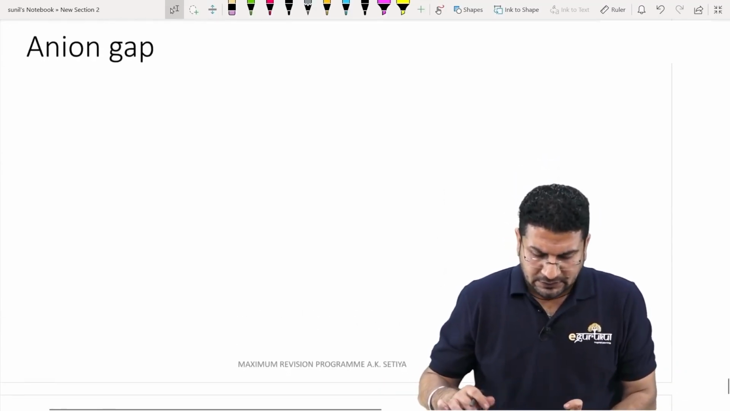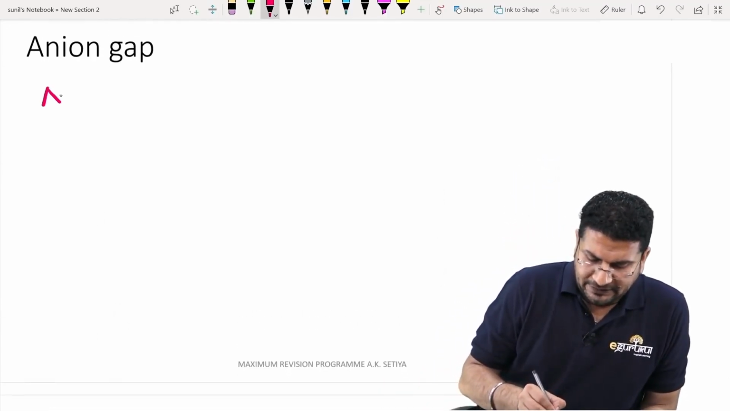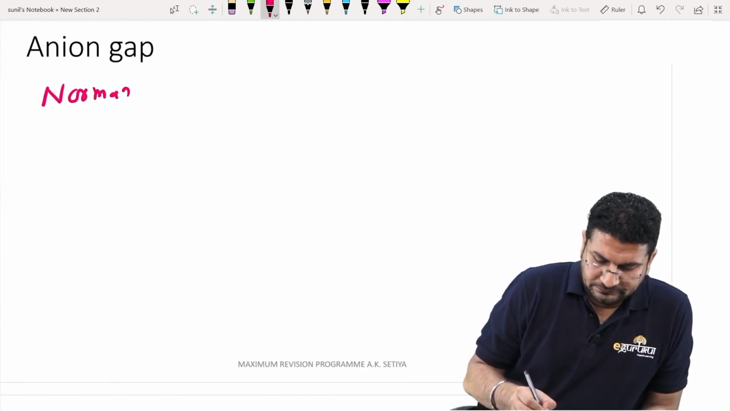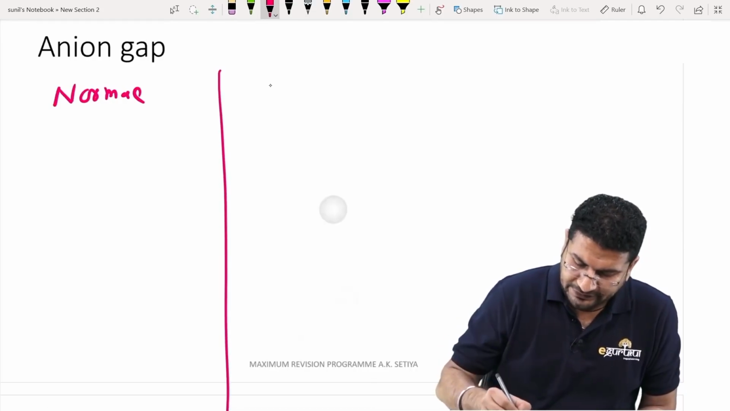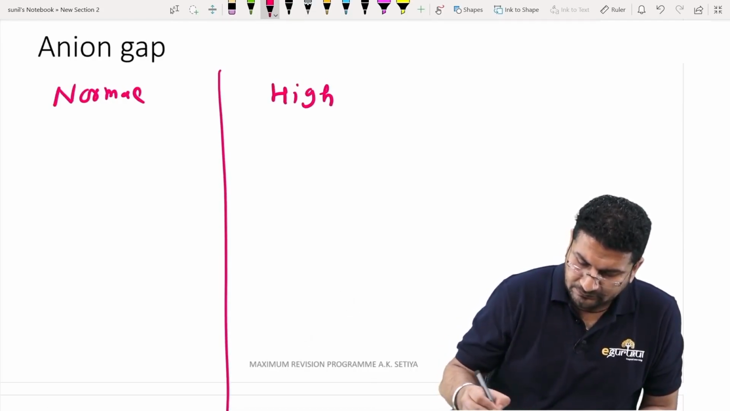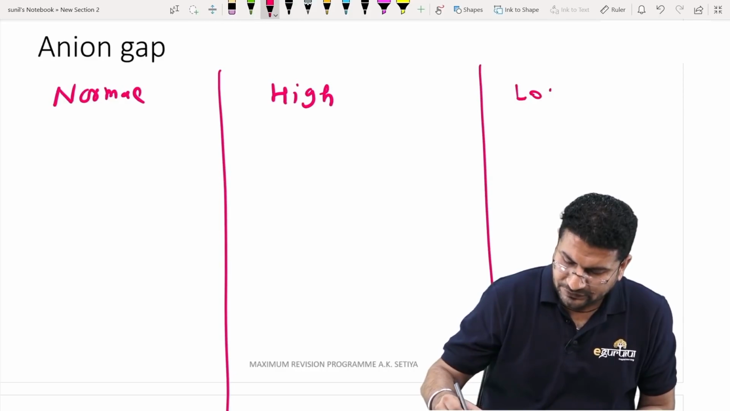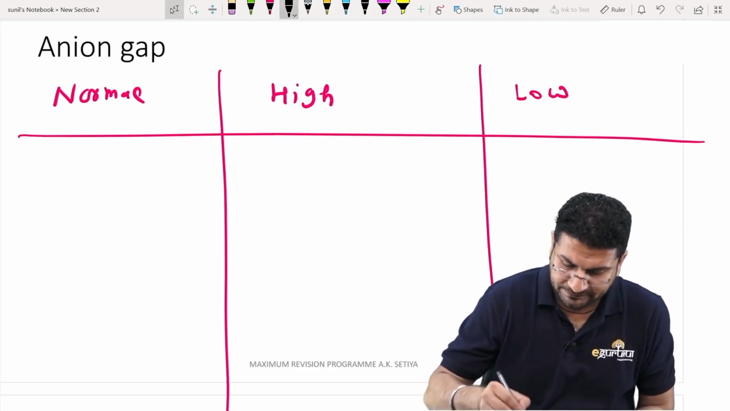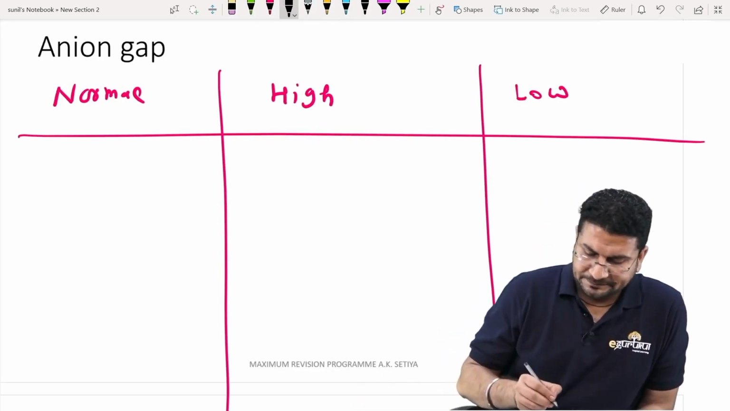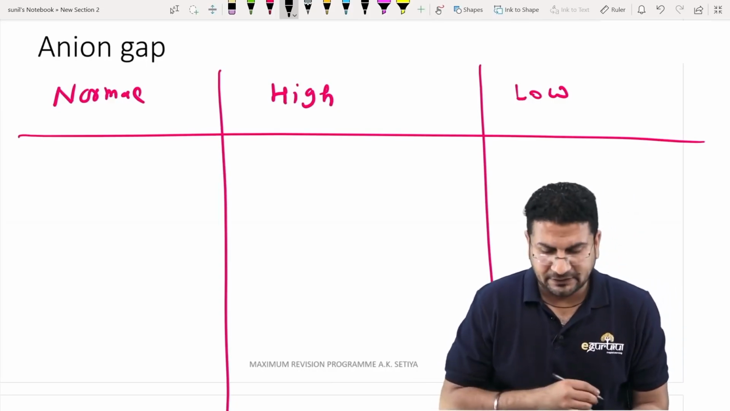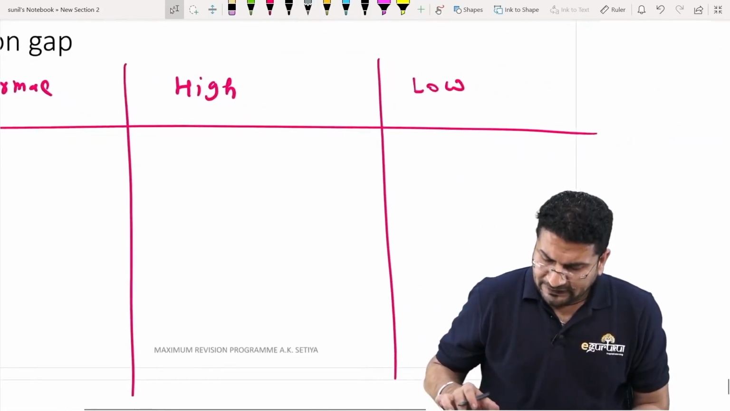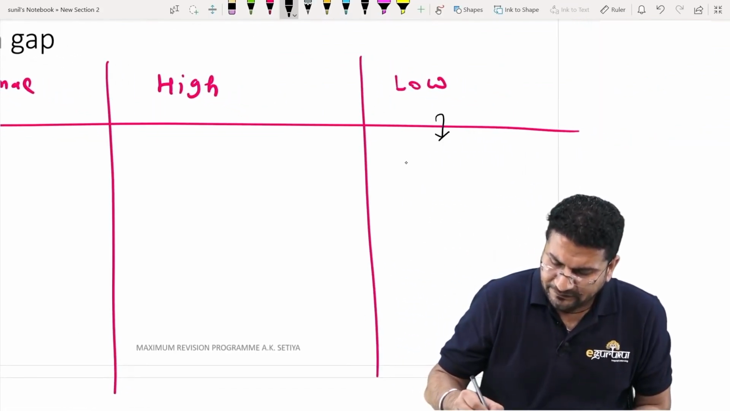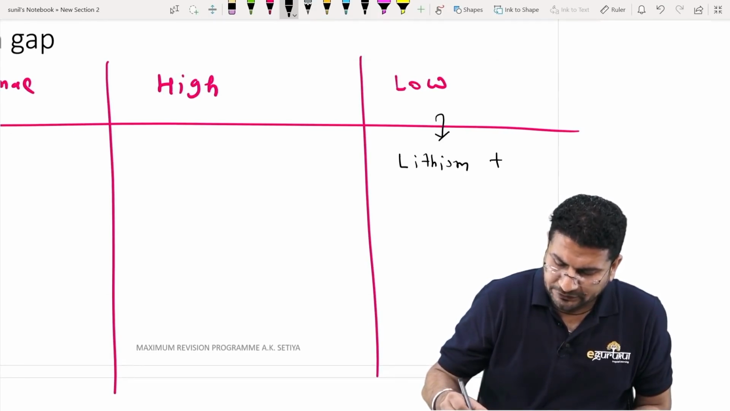Okay, to conclude this topic, anion gap can be normal, anion gap can be high, there can be high anion gap, there can be low anion gap. So I just want to tell a few diseases where you will find this. First, let me say low anion gap. Where will you see low anion gap? In lithium toxicity you will see low anion gap.